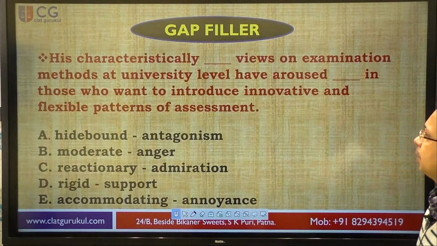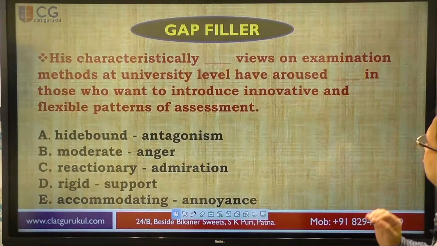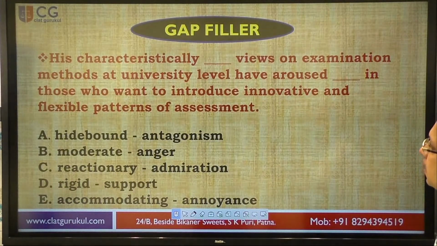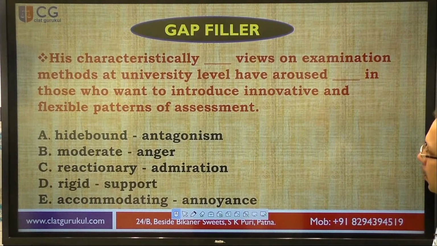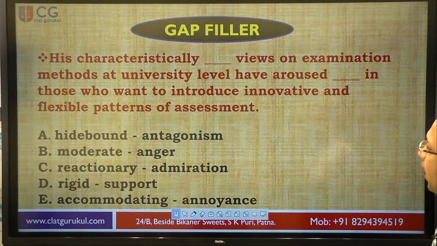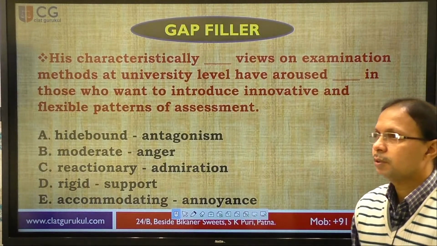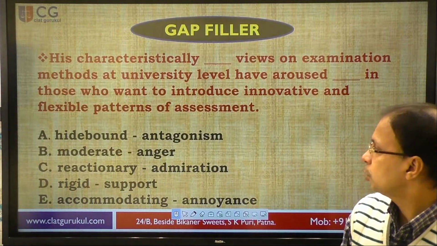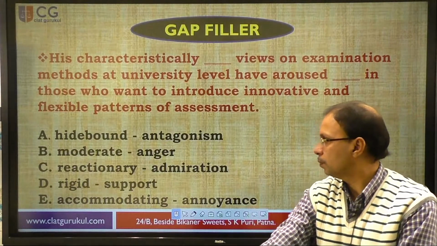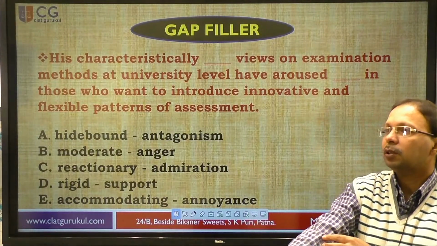Now next one. His characteristically dash views on examination methods at university level have aroused dash in those who want to introduce innovative and flexible patterns of assessment. You go through this particular question and try to find out what the correct answer is.